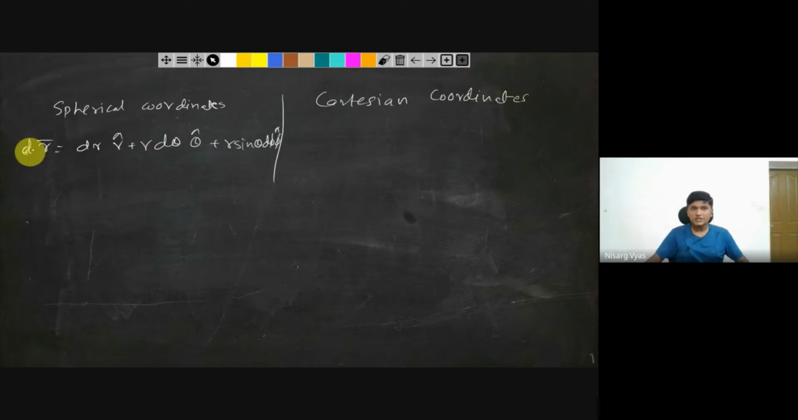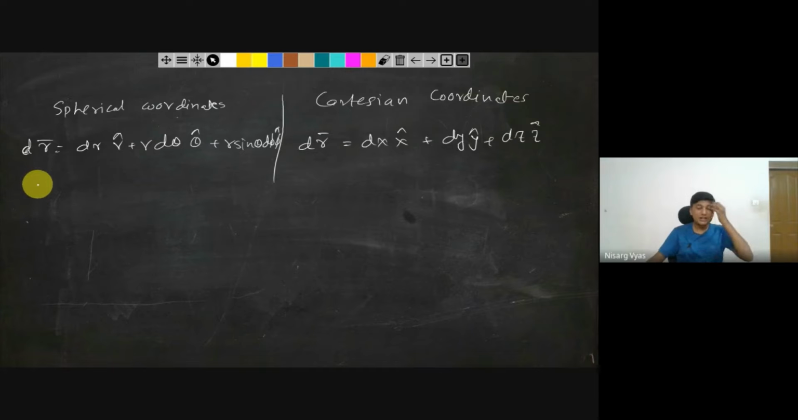Yes. So this is small dr. For Cartesian coordinates, the small dr is dx x cap plus dy y cap plus dz z cap. This is small dr in Cartesian coordinates. Now, if you are differentiating this with respect to time, something beautiful happens. You differentiate both sides with respect to time.